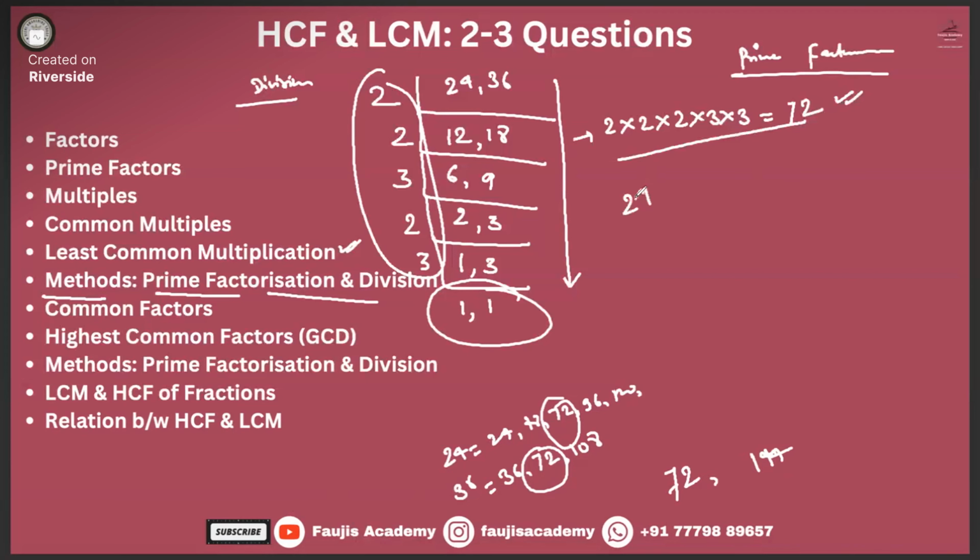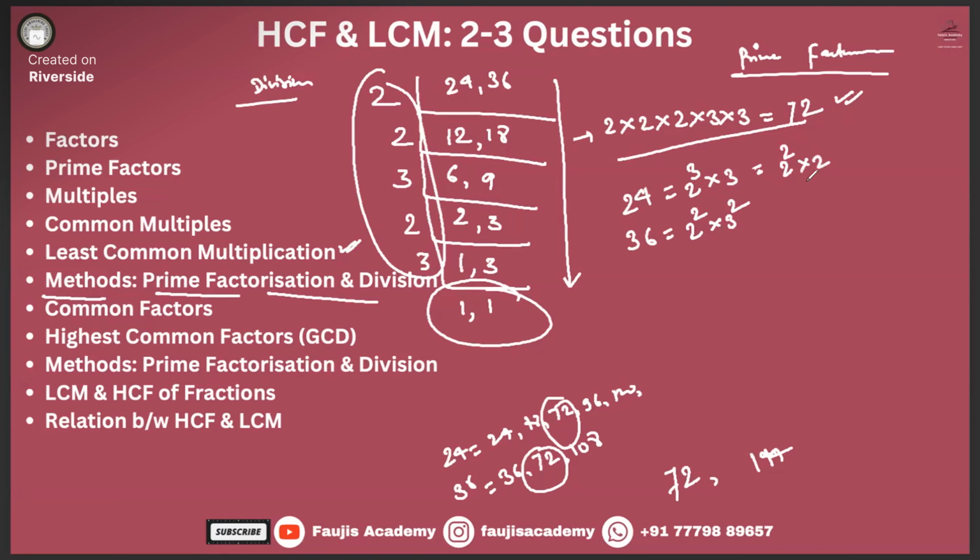Another method is the prime factorization method. 24 can be written as 6 into 4. That means 2 cube into 3. And 36 is 12 into 3. That means 2 square into 3 square. Now write it in this way. Whichever is common: 2 square and 2 cube. What is common? 2 square is common. Just write it like that.